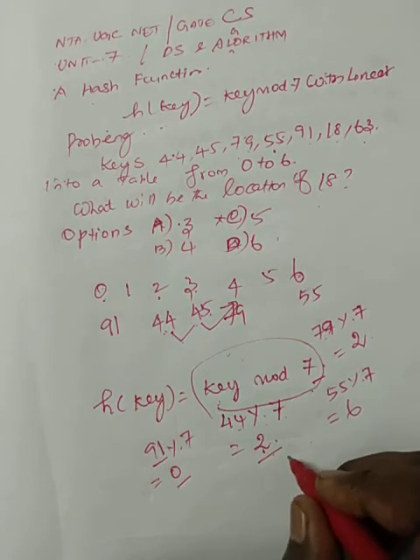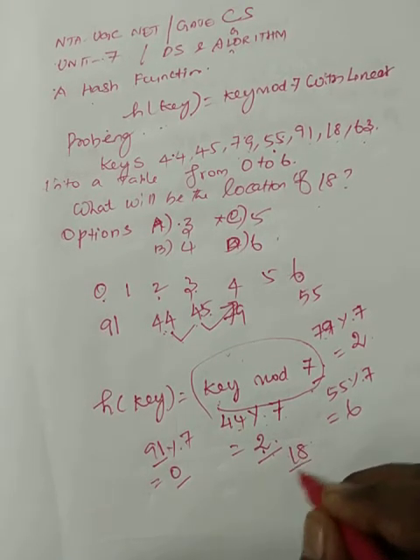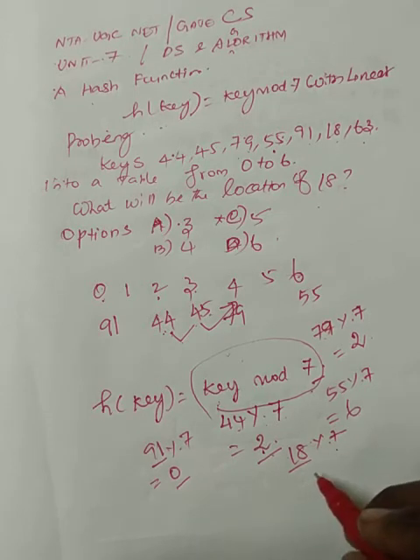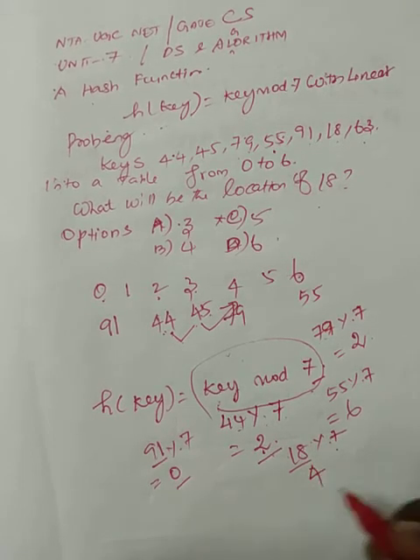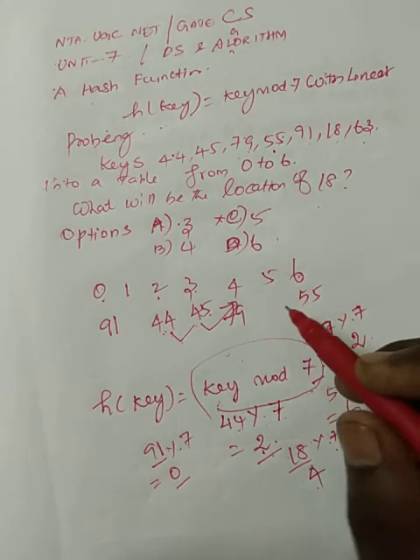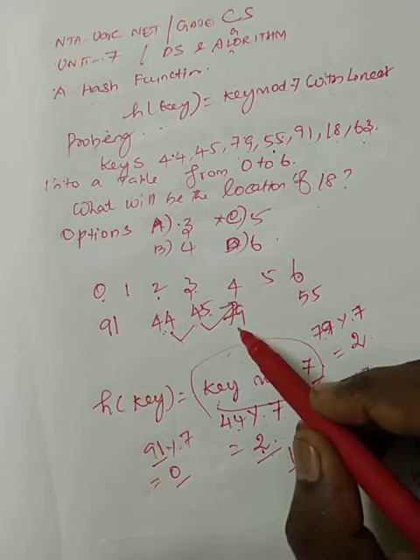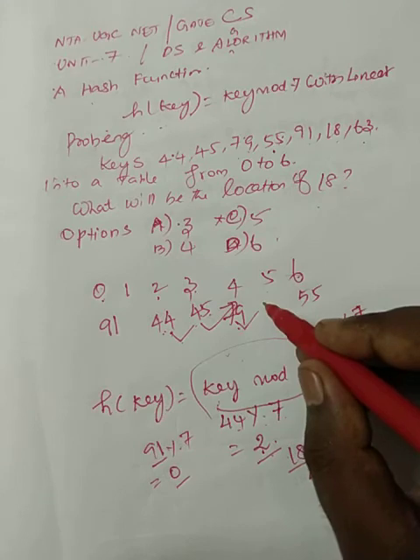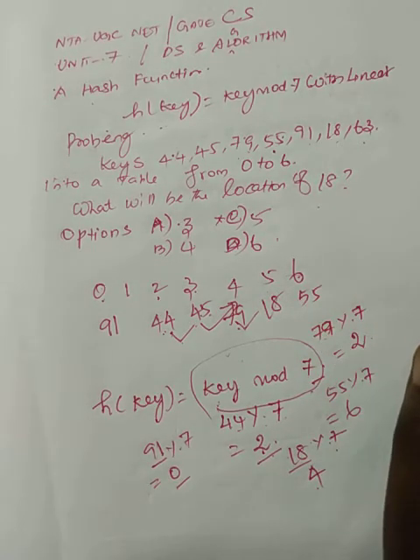Next we want to place 18, and where is our question. In 18, how many 7s are there? 2 times 7 is 14, and the remainder is 4. So we want to place 18 in the fourth location, but the fourth location is already occupied by 79. So immediately to its right, the fifth position, is where we place 18.